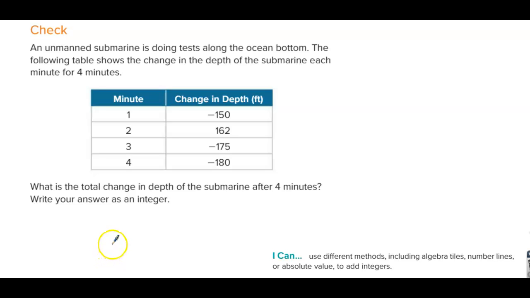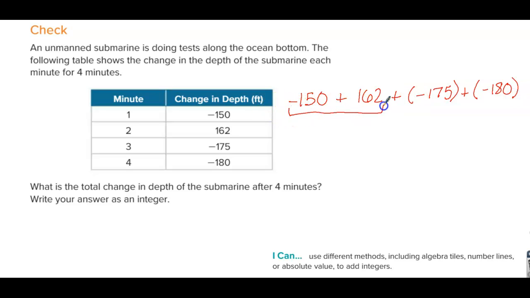We just never seem to run out of examples on this chapter. We have an unmanned submarine doing tests along the ocean bottom. The following table shows the change in the depth of the submarine each minute for 4 minutes. What is the total change in the depth of the submarine after 4 minutes? Well, to write this out like a math problem, we have a negative 150 at 1 minute, plus a positive 162 at the second minute, and then we have a negative 175 for the third minute, and we have a negative 180 for the fourth minute.